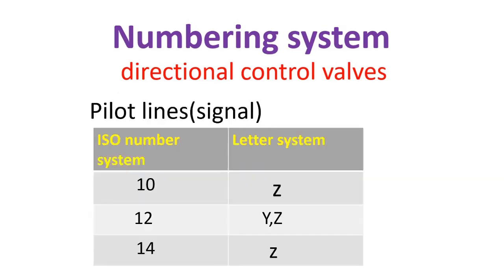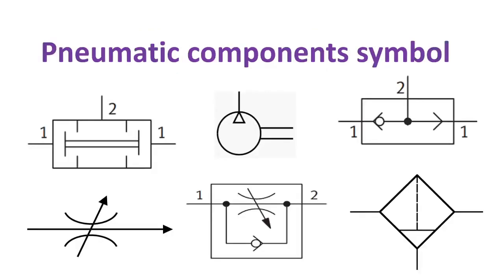And for our pilot lines or signals, 10 is equivalent to Z, 12 is equivalent to Y or Z, 14 is equivalent to Z. Now let's proceed to our pneumatic component symbols.